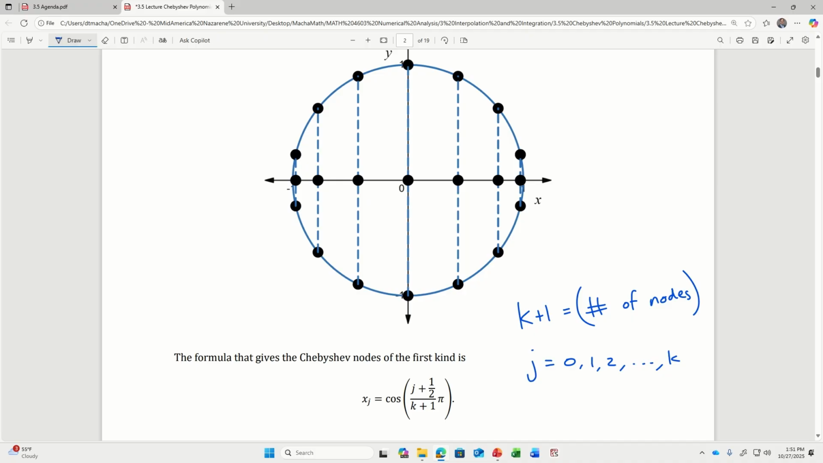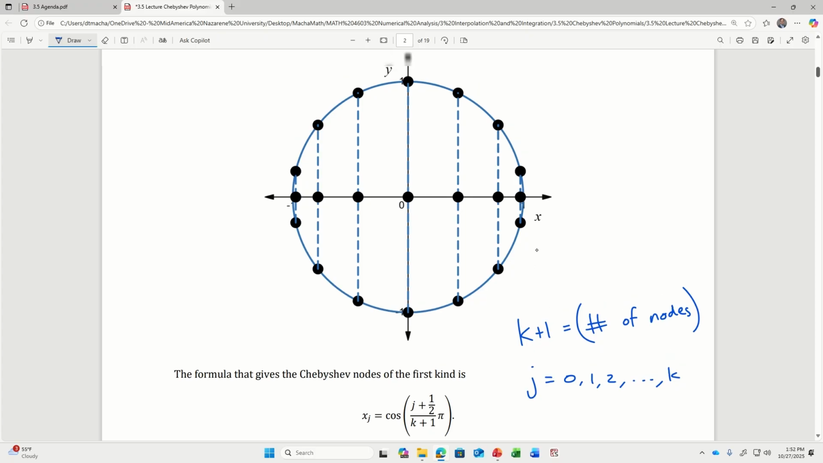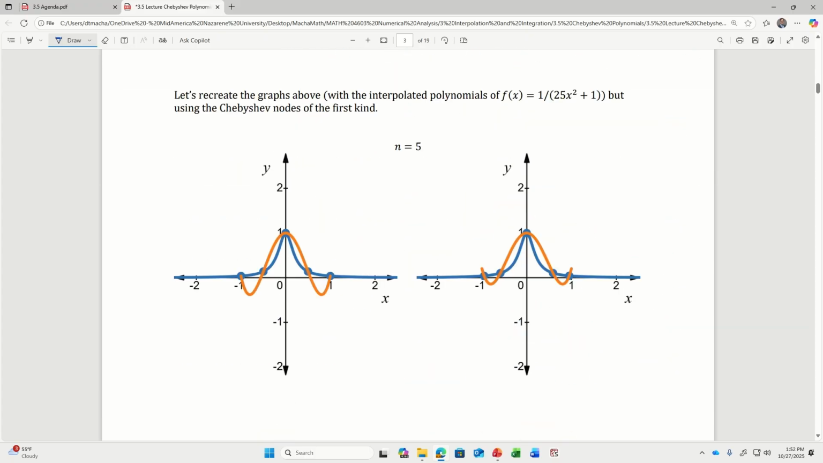And we're taking the cosine, right? Because this is, in blue, the unit circle, and cosine will tell you the x coordinate around the unit circle. And so all I'm doing is, when j increases from 0 to 1 to 2 to 3, I'm incrementing the angle. And that's what gives me the evenly spaced points around the circle. And then the cosine places those on the x-axis. Okay, good so far? So on the left, I'm going to show you the interpolated polynomial with evenly spaced nodes. On the right, I'm going to show you the interpolated polynomial using Chebyshev nodes of the first kind.